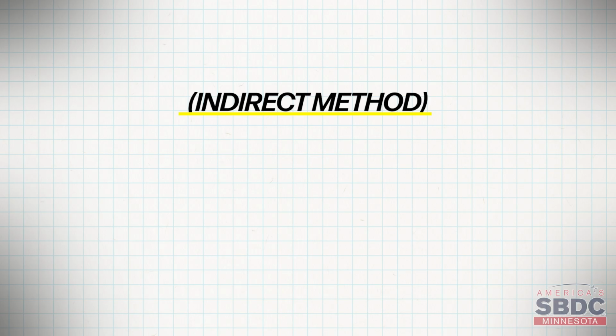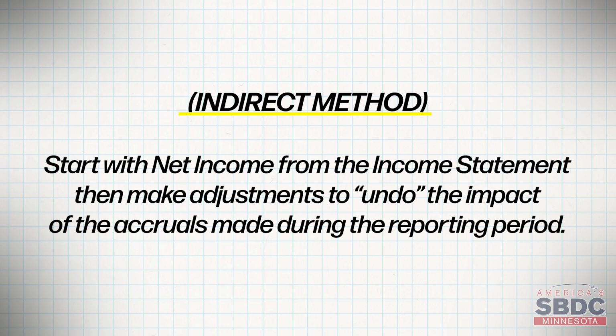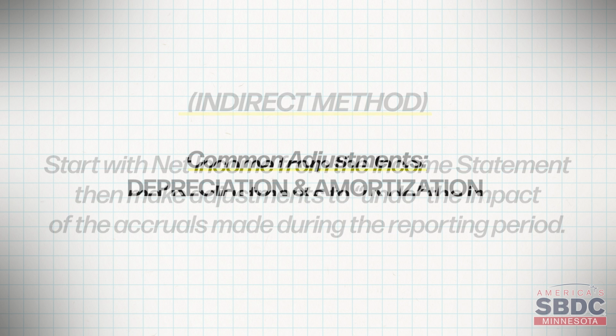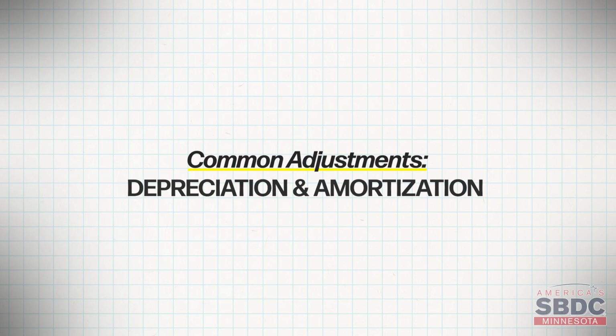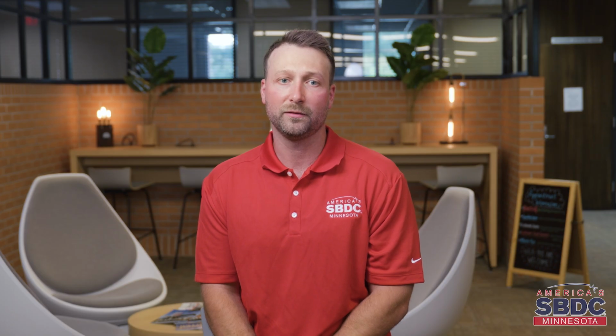The indirect method of calculating cash flow from operating activities requires you to start with net income from the income statement and make adjustments to undo the impact of the accruals made during the reporting period. Some of the most common and consistent adjustments include depreciation and amortization. Most companies prefer the indirect method because it is less time-consuming, but the direct method is easier to understand. It requires accounting for each transaction in the reporting period, and this is likely the method you'd use in a smaller business where you have day-to-day operation activities.